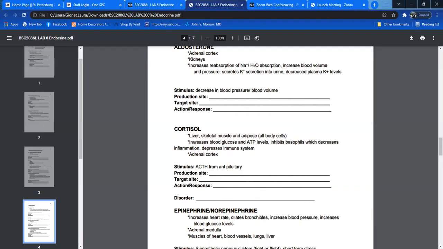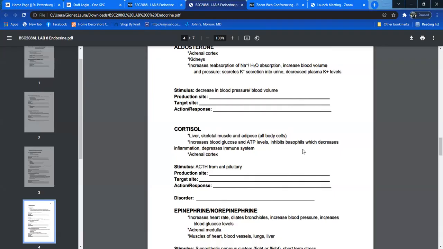So it targets the liver, skeletal muscle, all body cells. The action response is to increase blood glucose levels and ATP levels, because you're anticipating maybe having to use skeletal muscle and run like hell. And so you're going to have glucose available to convert in the mitochondria to ATP.